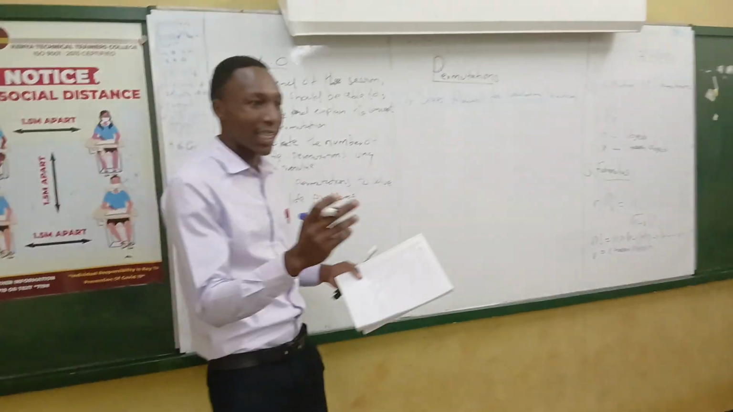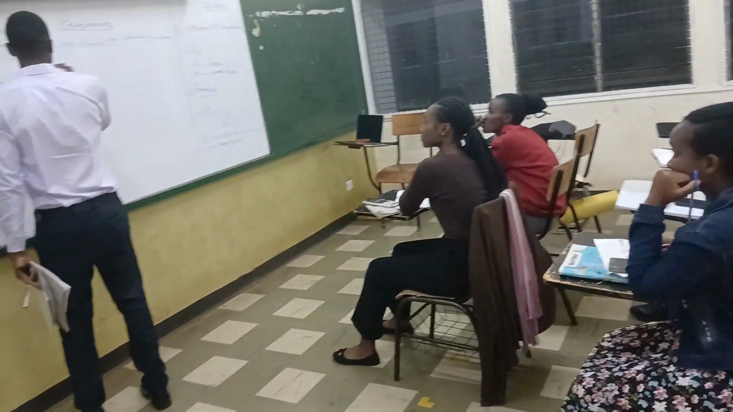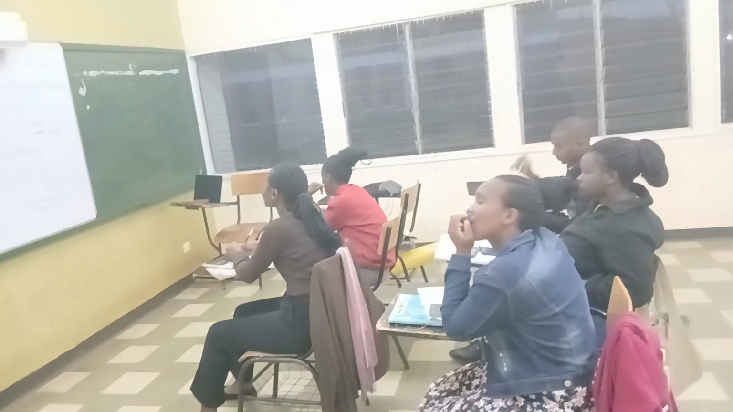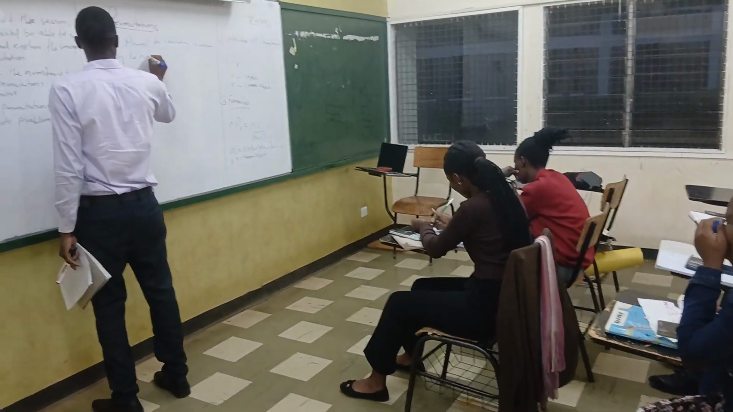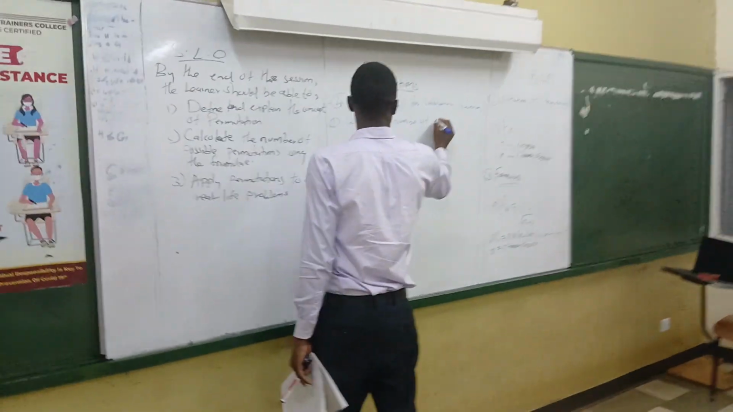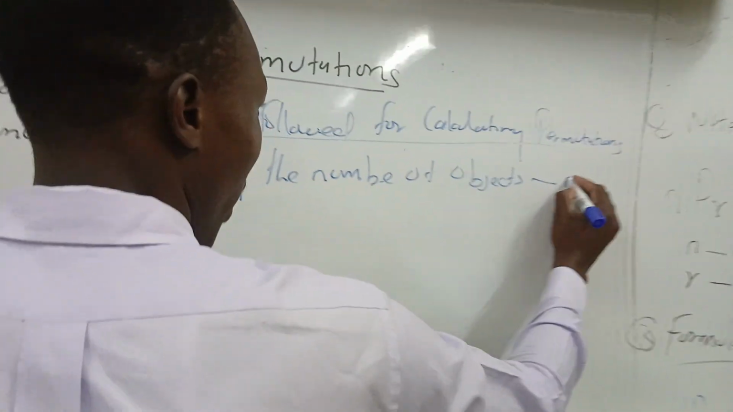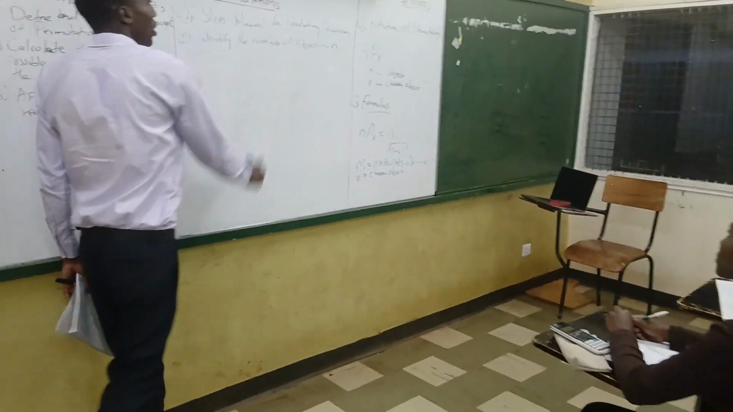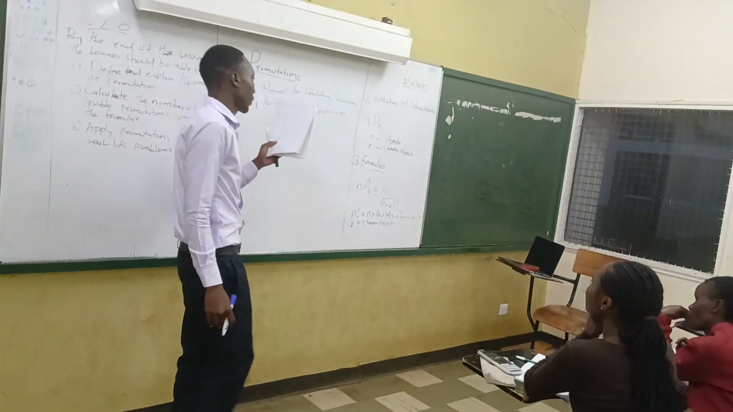Step number 1, yes? You identify the n. Very good. Number 1 is identify the number of objects. And we say the number of objects is denoted by small n. So first identify the number of objects, that is denoted by n.